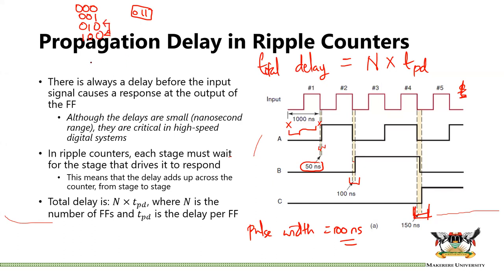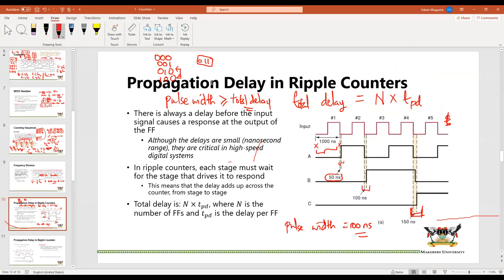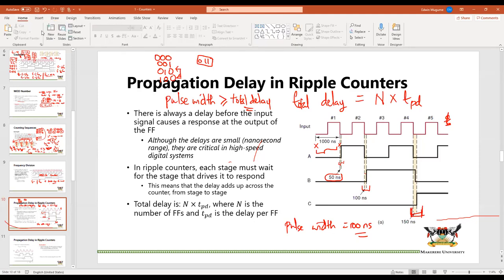Therefore, we want to make sure that the pulse width is always greater or at worst equal to the total delay. The pulse width should be greater or equal to the total delay, because if it is not, then we are going to have a big, big problem. Now, let me give you an example.